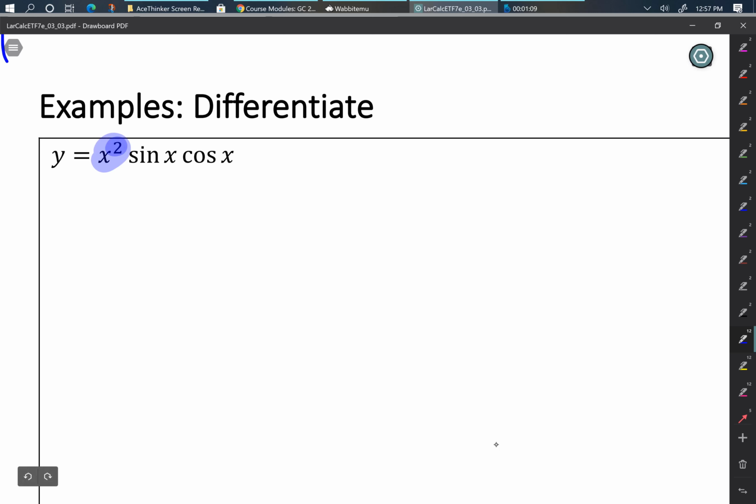There's an x squared. Come on, erase. Sometimes, for whatever reason, the pen gets jammed up and just doesn't want to erase.